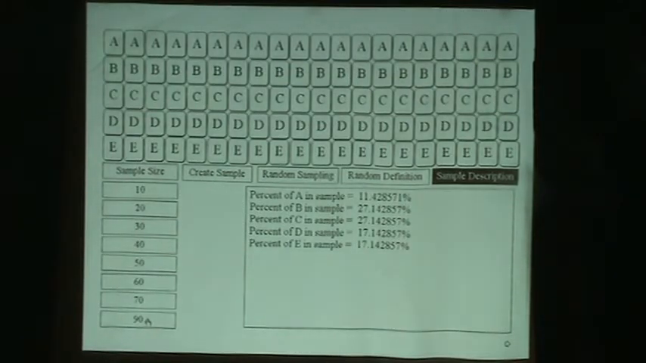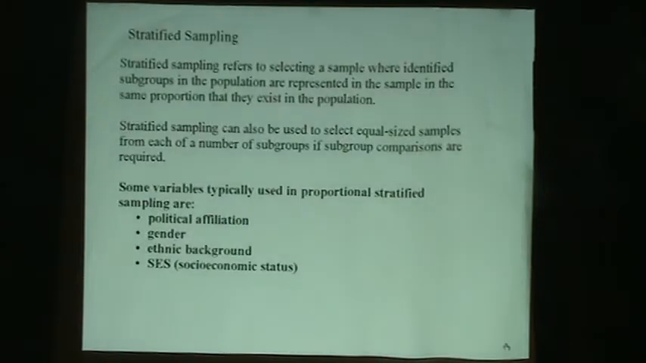Now let's try 90. We're going to take a random sample of 90 out of all of these. 14, 18%, 16, 25, and 23. Not too bad. So that's just a quick down and dirty example of random sampling. And again, generally random sampling is the best.